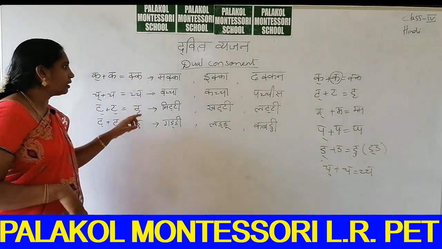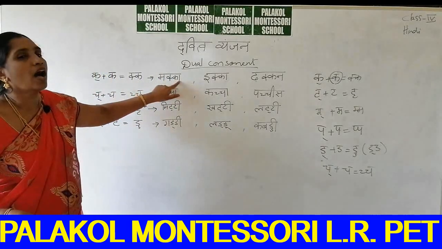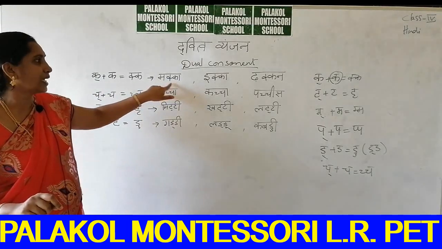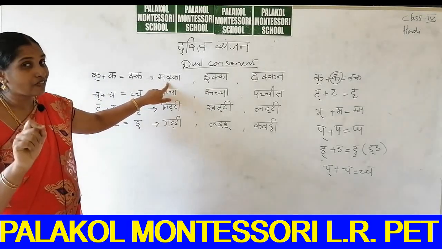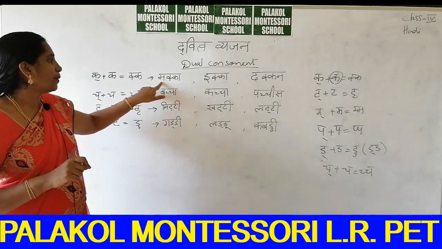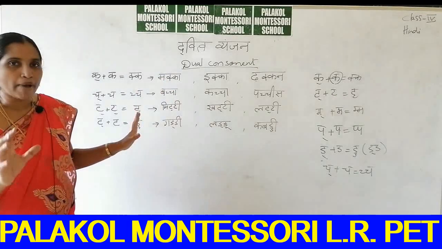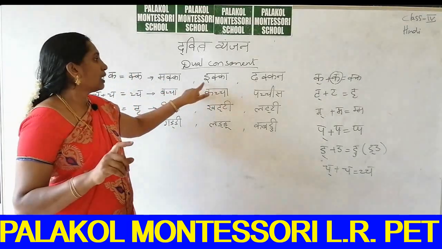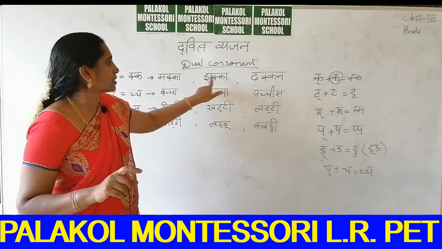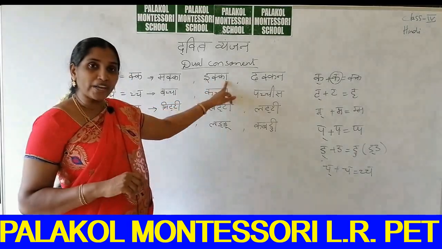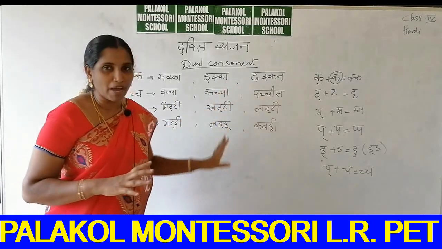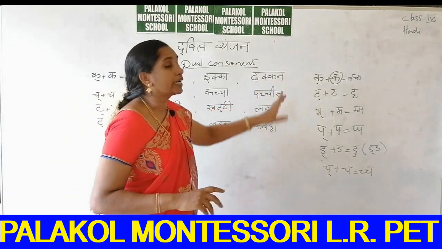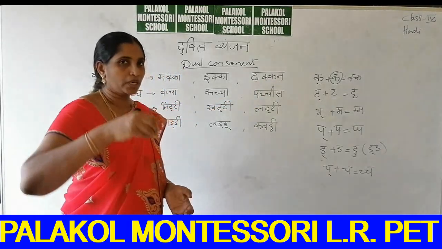Once again I am repeating, so listen. Makka, this is a dual consonant. Once again listen: this is a dual consonant. A half letter and a full letter are inserted. So makka means maize. Next, ikka means one. Ikka: half ka is there, full ka is there. Here one swar is also there, the i ki matra. So ikka. Next, dhakkan. Dhakkan means lid, L-I-D.